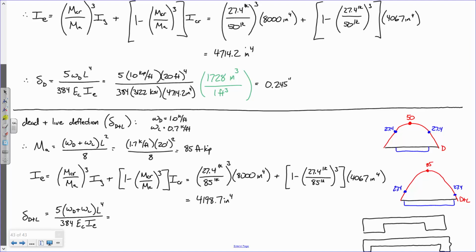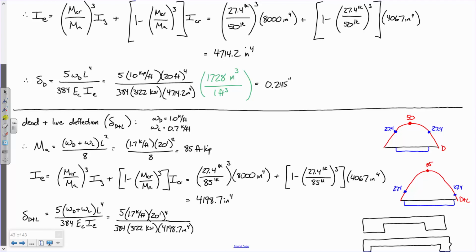Okay, so let me see if I can squeeze this in here. So 5 times 1.7 kips per foot times 20 foot to the 4th over 384. What's EC? Maybe I ought to write that up here on the board. Go ahead and have that there because we'll refer to that in a sec. So that's 3122 KSI. And then what did we say? 4198.7 inches to the 4th.